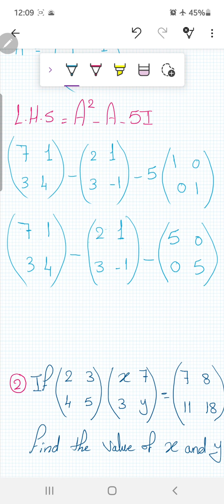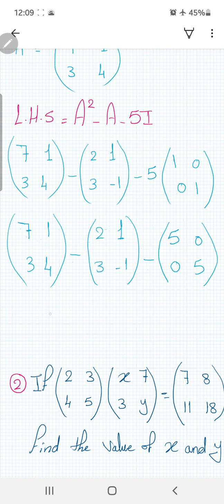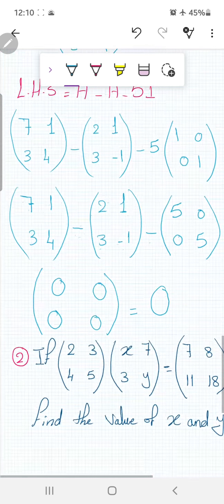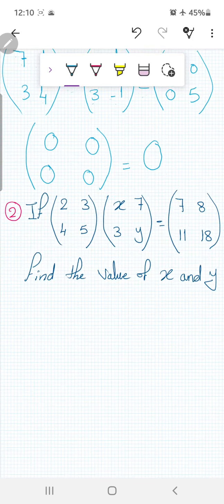How? 7 minus 2, 5, minus 5 equals 0. 1 minus 1, 0 minus 0, 0. 3 minus 3, 0 minus 0, 0. 4 minus negative 1, it will be 4 plus 1, 5, minus 5, 0. So here we have the zero matrix, which is denoted by O. So the left hand side equals the right hand side, which is O. Okay, let's take another example.